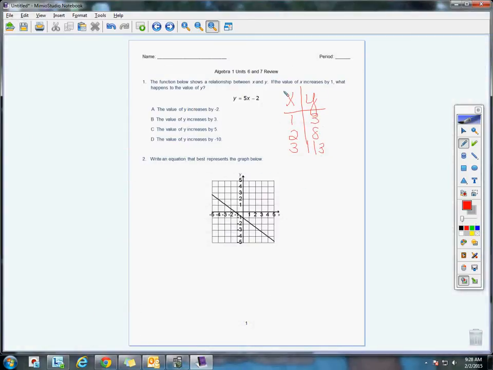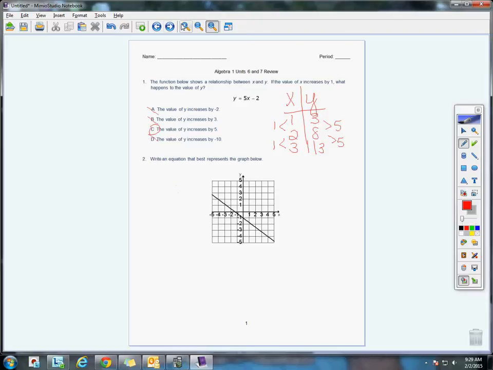Okay, it says what happens to y when x increases by 1. So if you notice, your x's are going up by 1. So over here on my y's, to go from 3 to 8, you add 5. And then 8 to 13, you add 5. So we are increasing by 5. So the answer for this one would be C.